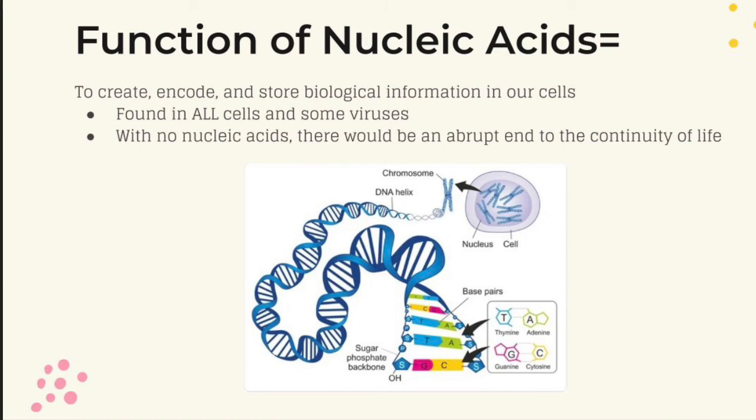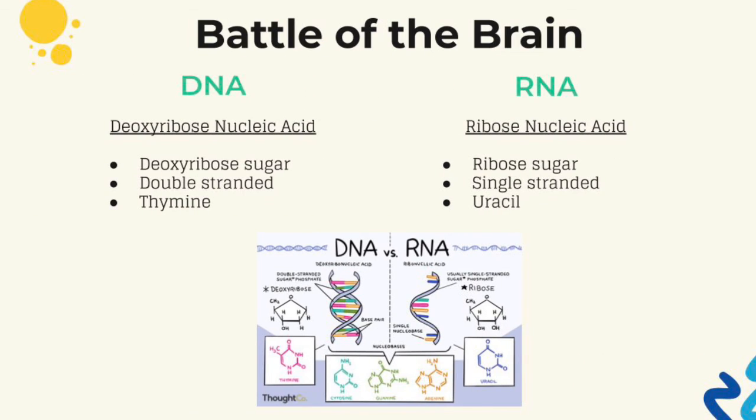While the structure of DNA and RNA differs, both polymers are responsible for creating, encoding, and storing biological information in our cells. The difference between the two falls in the pentose sugar. DNA stands for deoxyribose nucleic acid, meaning the ribose sugar has one less oxygen in it than that of RNA. Not to mention, DNA is double-stranded because the bases pair together, while RNA is only single-stranded.